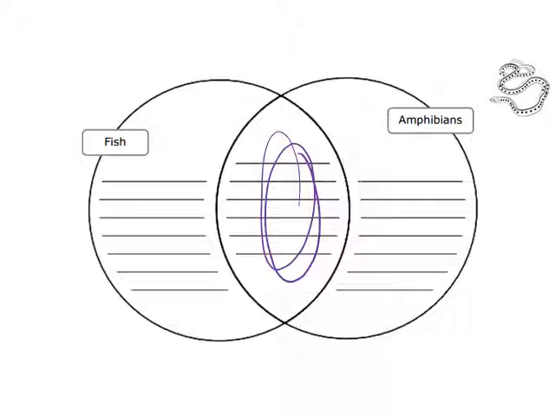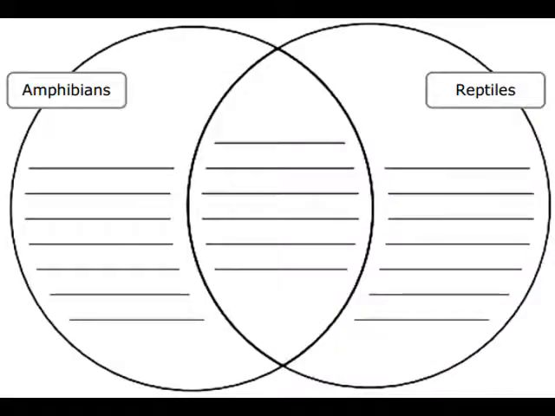Let's move to the second one. Reptiles. Between reptiles and amphibians, both are animals. Both are cold-blooded. Both are vertebrates. Give me one different property. Amphibians have moist skin. And reptiles have hard skin. Amphibians have 2 stages of life. Reptiles don't.